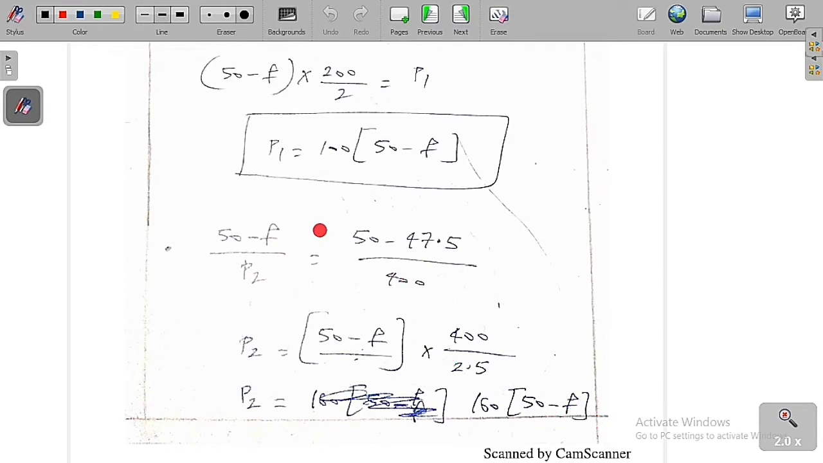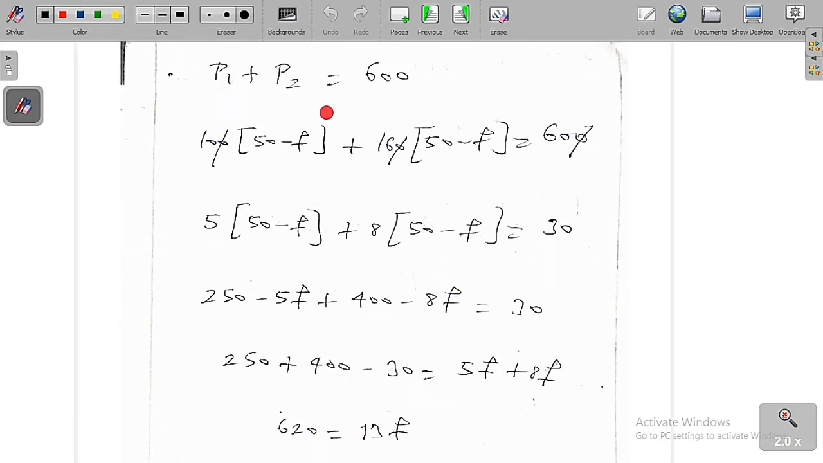So we know the value of P1 in terms of F and P2 in terms of F. But what is the total demand? 600. So P1 plus P2 is equal to 600. We know the values of P1 and P2 in terms of F, and if you substitute here and solve this, we are going to get the value. Only one equation with only one unknown, so now we are going to get the value of F.